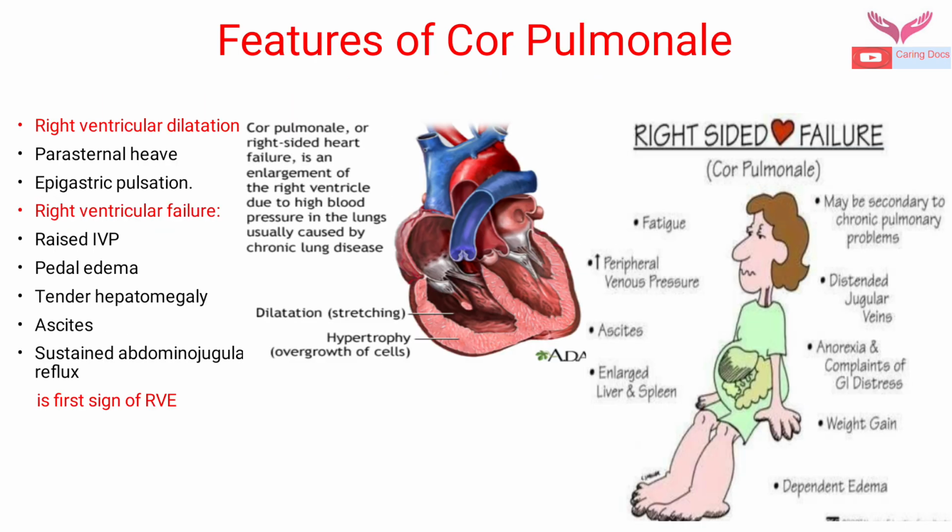Few features of cor pulmonale are because of right ventricular dilatation. Patient will have parasternal heave, epigastric pulsation. Because of right ventricular failure, patient will have raised JVP, pedal edema, tender hepatomegaly, ascites, sustained abdomino-jugular reflex, which can be a first sign of right ventricular enlargement. So in right-sided failure, patient will present with fatigue, raised peripheral venous pressure, ascites, enlarged liver and spleen. There may be secondary chronic pulmonary problems, distended jugular veins, anorexia, complaints of GI distress. Patient may have history of weight gain, dependent edema.